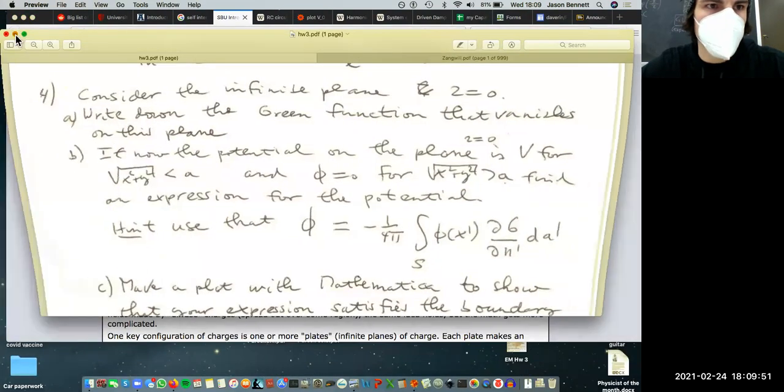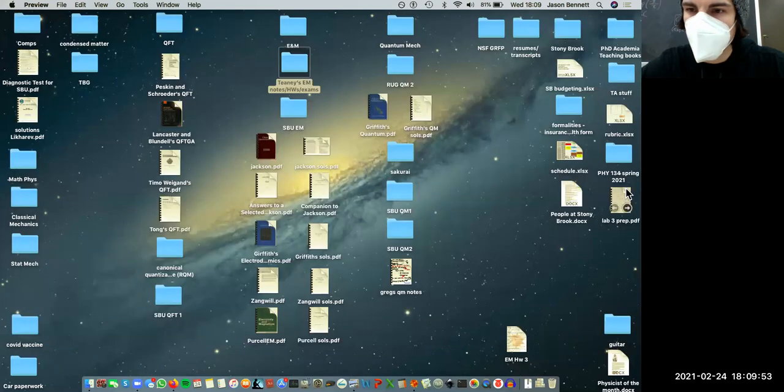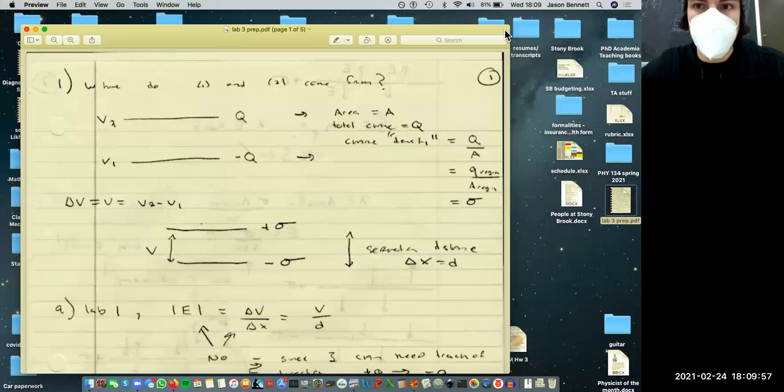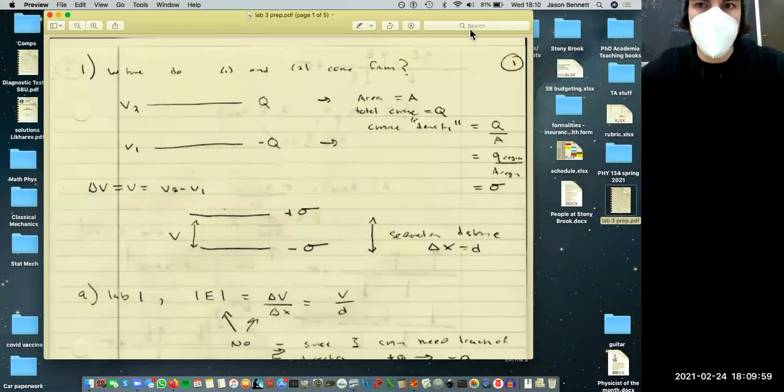That's not right. Okay, so I'm going to start with the idea of the first equation from lab 1. Let me get rid of this floating meeting controls.